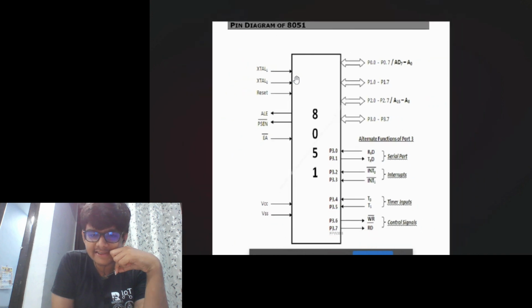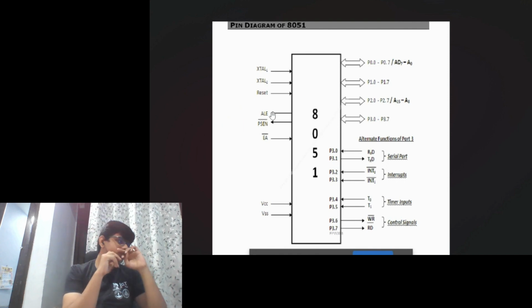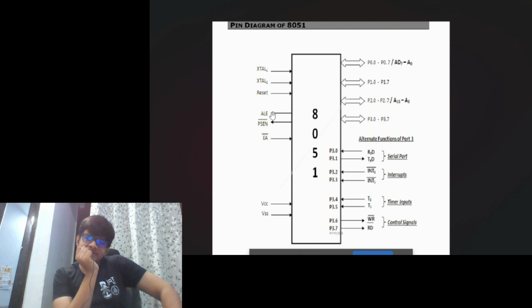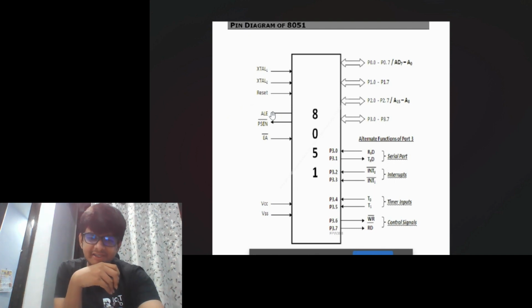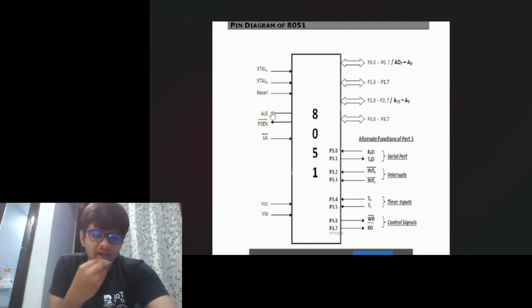Okay, let's move towards the pin diagram. This is the pin diagram we have. I have told you about XTAL1, XTAL2, and reset. Before going to ALE, I want to tell you about the address buses. I have told you about the system buses. Just for this time, forget about these three things. VCC and VSS give the power supply to the 8051. That's why it is running.